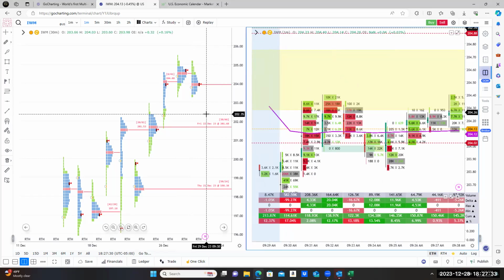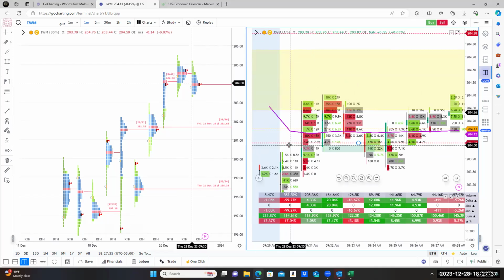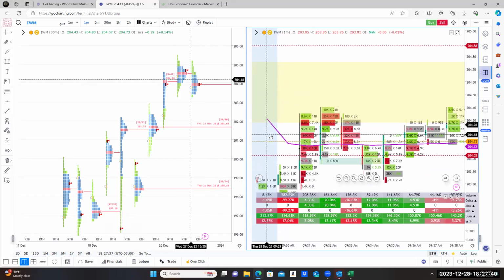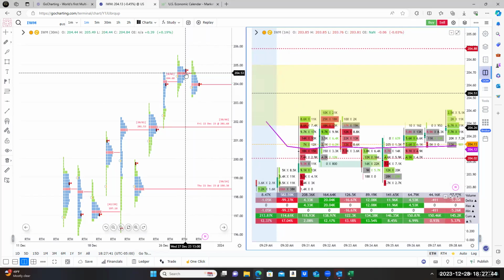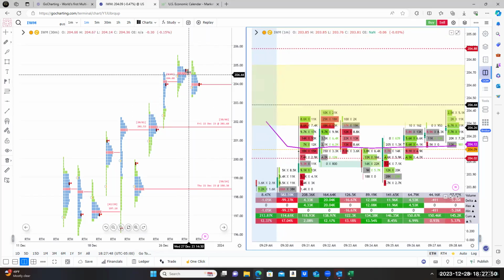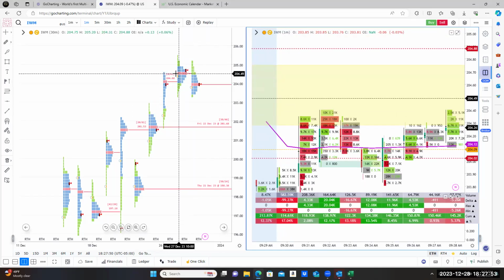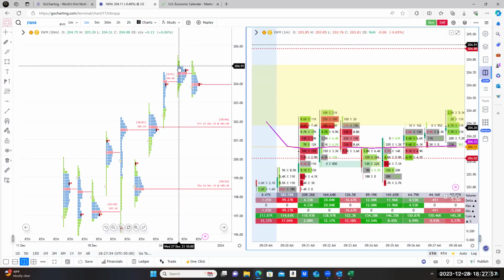My first thought seeing this, seeing our area of interest, we have a poor low, we have a poor high, is to sell the market, to fade the market. A couple of reasons. One, this is an area of interest. We've gone up this high yesterday.